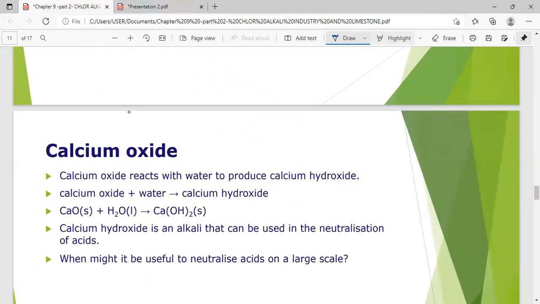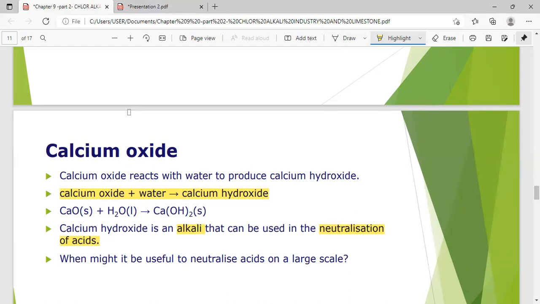Now, calcium oxide reacts with water to form calcium hydroxide. This is the equation for the reaction of calcium oxide with water. Calcium hydroxide is also an alkali, so you see hydroxide there. Therefore, it can also be used in the neutralization of acids. When might it be useful to neutralize acids on a large scale?